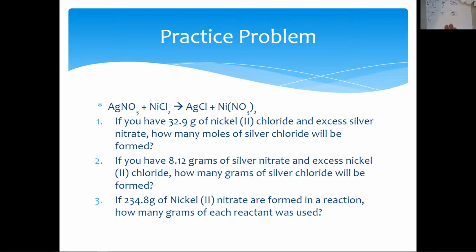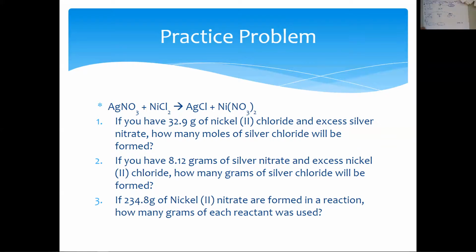Okay. So it looks like I start with 234 grams are formed of nickel 2 nitrate. So that's this one down here. Actually, I don't think I'm going to do that because I don't want to add that up, but I'm going to show you how to do it, and then you can solve it yourself. 234.8 grams. Okay, that lines up perfect. Are formed. How many grams of each reactant were used? So I need to figure out how many grams of this reactant and grams of that reactant.